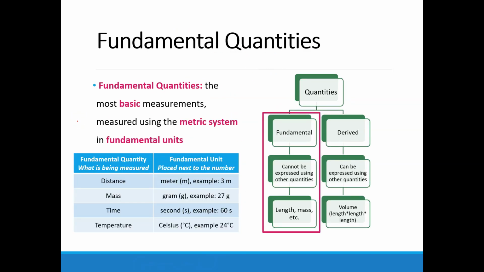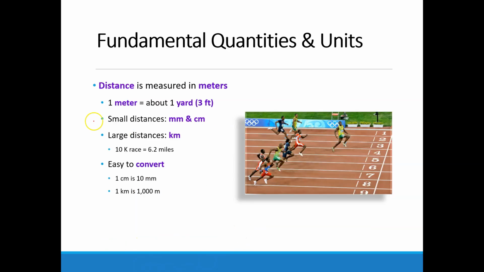Remember that 4 of those that we're looking at are what are called fundamental quantities, meaning the most basic measurements that we cannot express using other quantities. This is distance, which is measured in meters, mass, which is measured in grams, time, which is measured in seconds, and temperature, which is measured in degrees Celsius. Now, distance is measured in meters. You could also say 1 meter is about 1 yard long or 3 feet long.